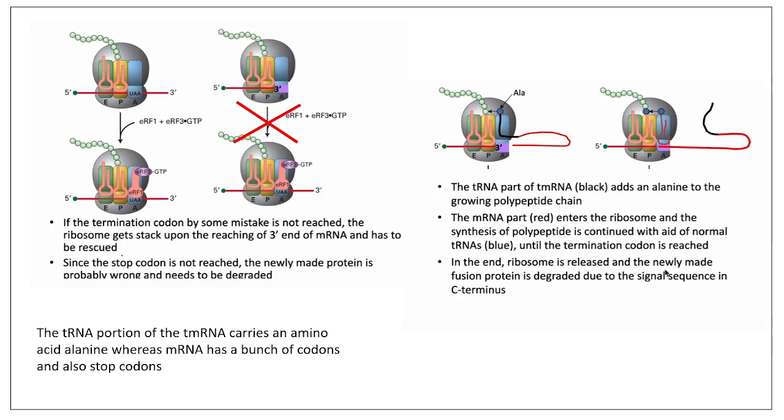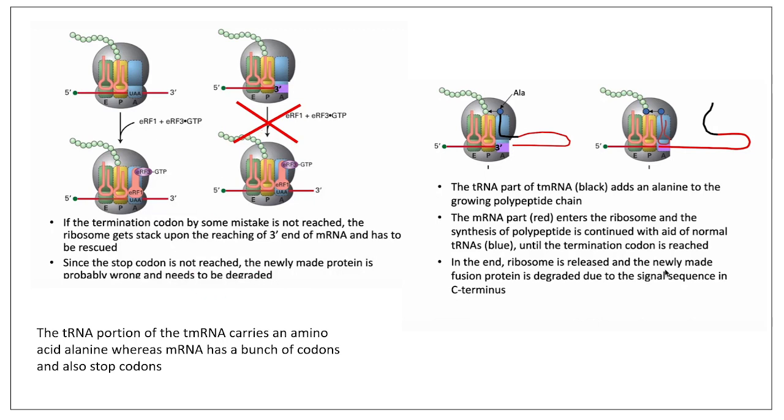Okay, so that is what is written over here, that if the termination codon by some mistake is not reached, the ribosome gets stuck upon reaching the 3' end of the RNA and has to be rescued. Since the stop codon is not reached, the newly made protein is probably wrong and needs to be degraded. That is what I was telling. Because the stop codon is not reached, the protein is not a normal protein. It's not a natural protein that can be used in the body, because it has some problem. So that's why this particular protein needs to be degraded. So tmRNA helps in the degradation, and it also helps in rescuing the ribosome.